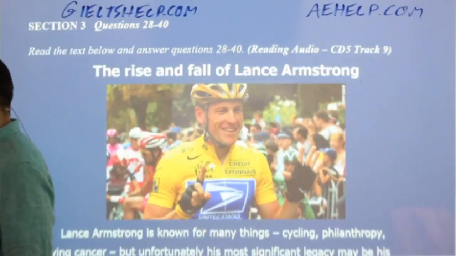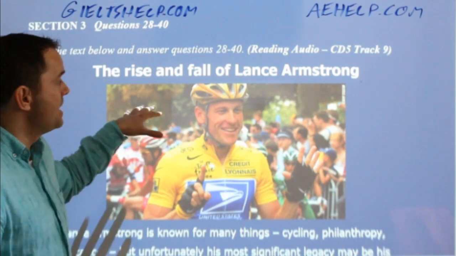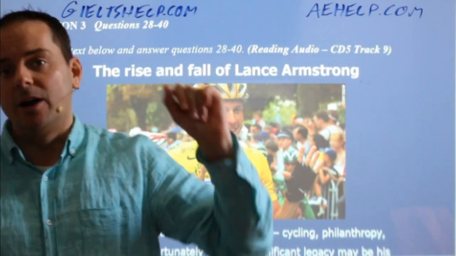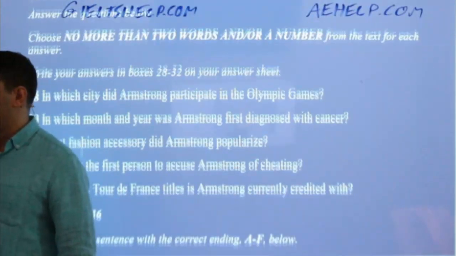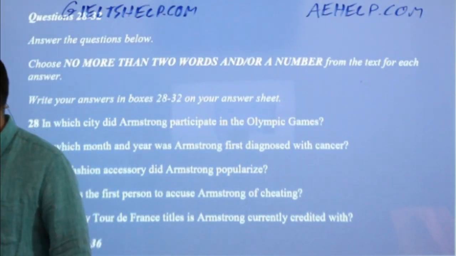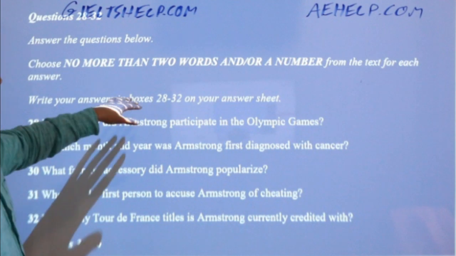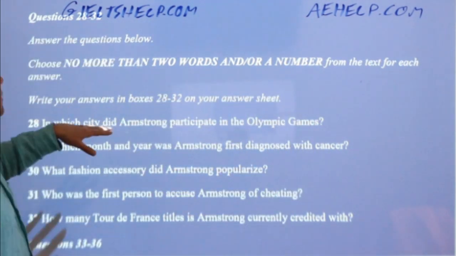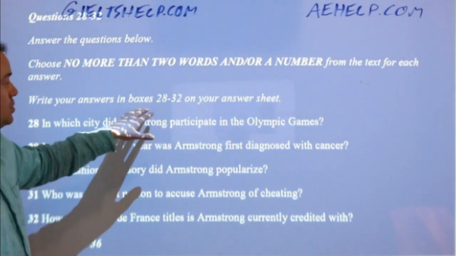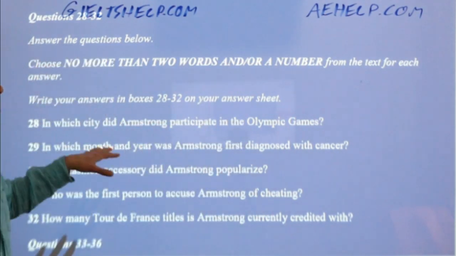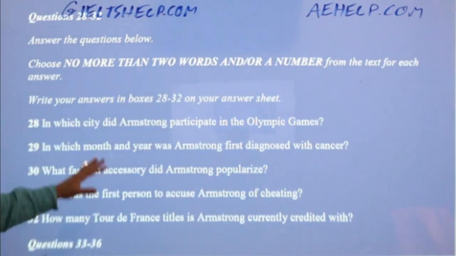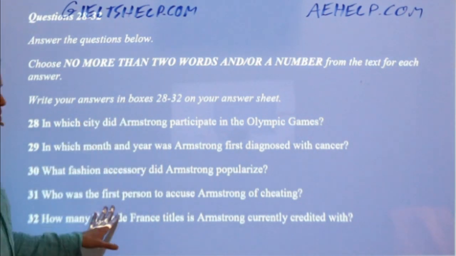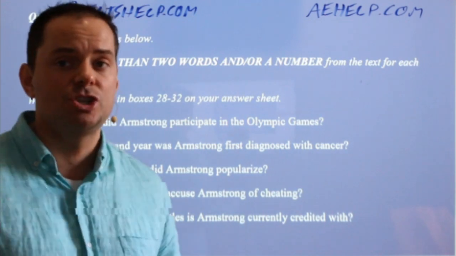Okay, let's take a look at our text here, and let's see what kind of questions we're dealing with in this passage. The rise and fall of Lance Armstrong. Let's check it out. Scroll to the end. All right. So here we have no more than 2 words and or a number from the text for each answer. Write your answers in boxes 28 to 32 on your answer sheet. These are short answer questions. Okay, so short answer, it's 2 words and or a number. Should I read these 5 questions before I read the passage?